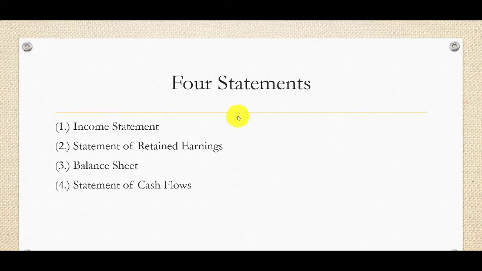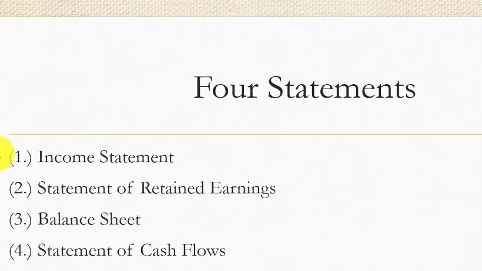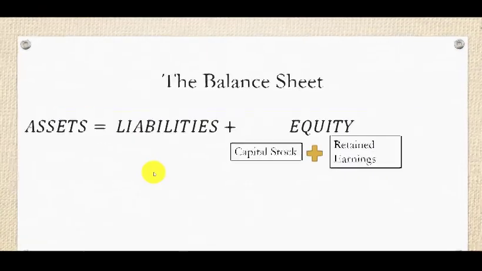We have 4 financial statements. I'm just going to cover 2 in this video. They're definitely the 2 most important, the income statement and the balance sheet. This little statement right here, statement of retained earnings, is really just a mini statement that ties the 2 together. Then you end with a statement of cash flows. Very important statement, but it deserves its own video. It's pretty complicated.